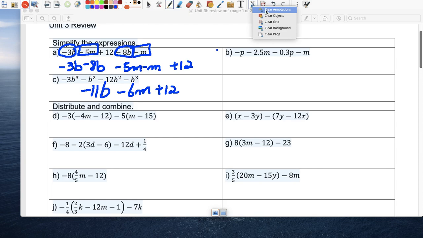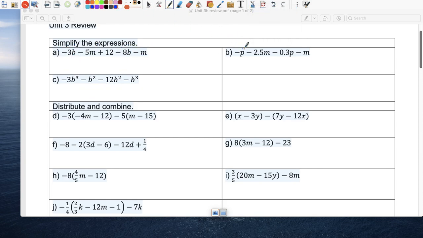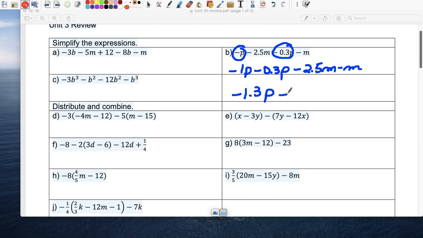All right. Next one, negative p and this guy are like terms. So I'm going to write a 1 here. Right? Negative 1p minus 0.3p. And the other two are like terms of negative 2.5m. So a little bit of decimal. So here we have negative 1 and minus 0.3. It's just negative 1.3p. Minus, and again, there's a 1 over there, so that becomes negative 3.5m. Right? Don't forget there's a 1 there.